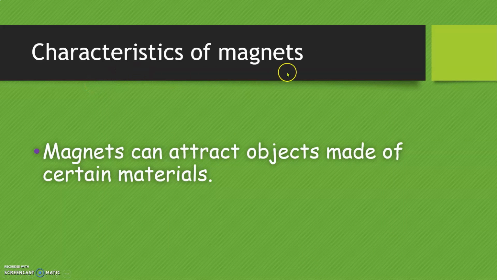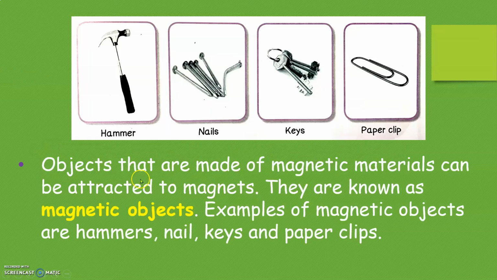Characteristics of magnets. Magnets can attract objects made of certain materials. Objects that are made of magnetic materials can be attracted to magnets. They are known as magnetic objects. Examples of magnetic objects are hammers, nails, keys, and paper clips.